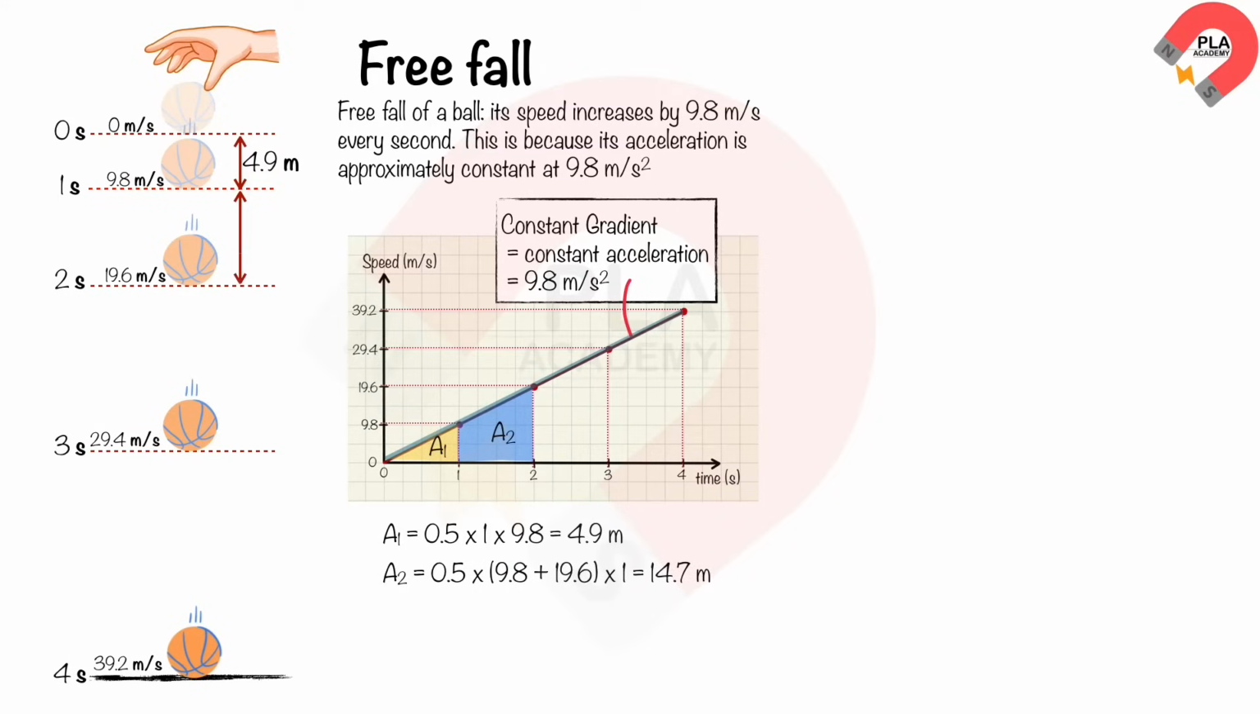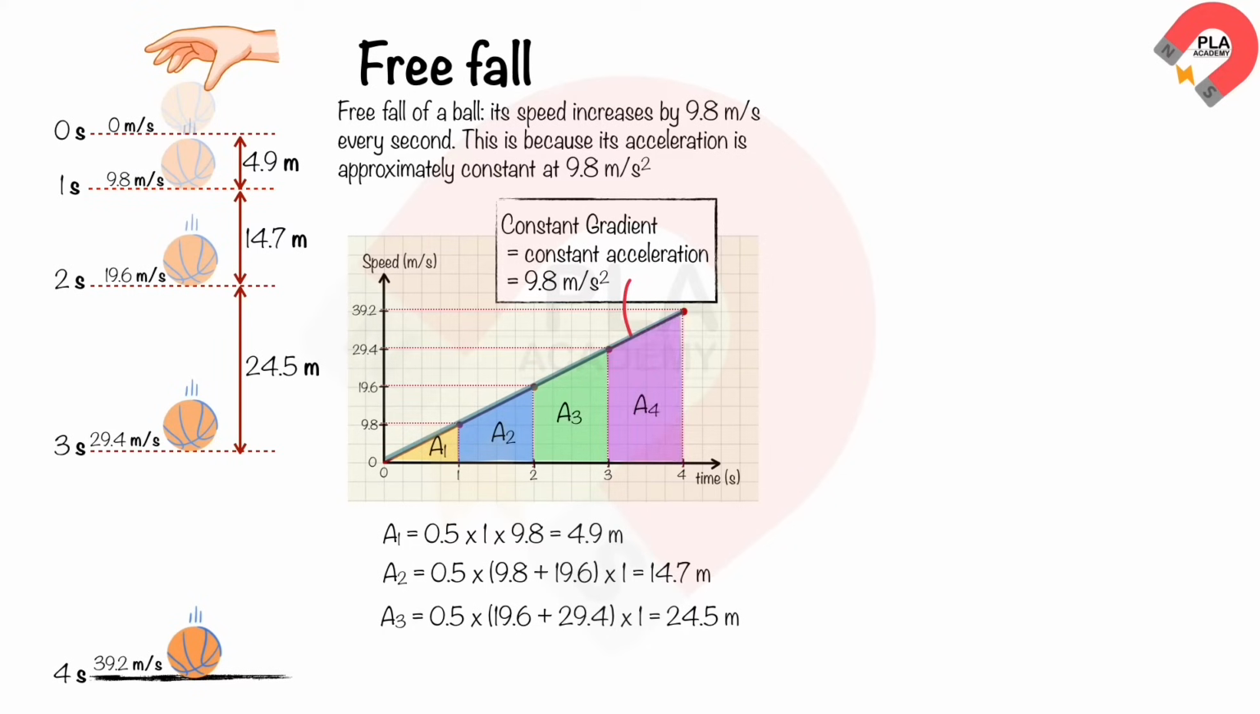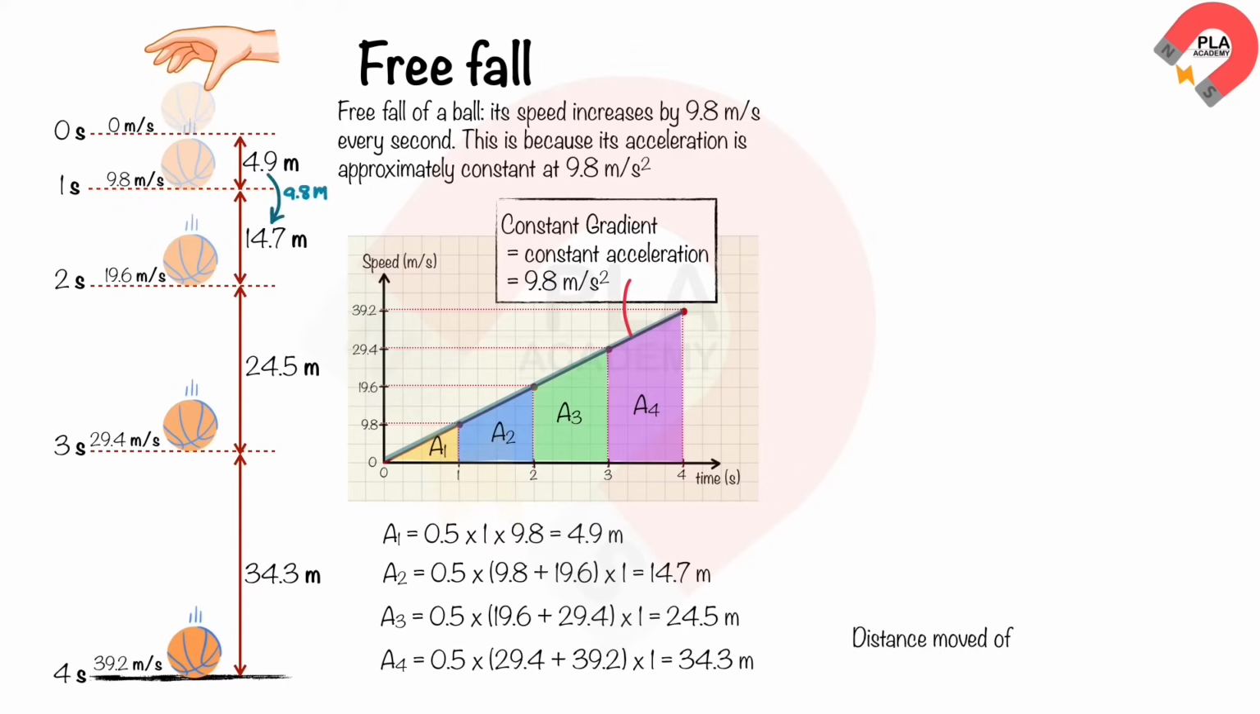Distance moved between 2 and 3 seconds equals 0.5 times sum of 19.6 and 29.4 and times 1 is equal to 24.5 meters. Distance moved between 3 and 4 seconds equals 0.5 times sum of 29.4 and 39.2 and times 1 is equal to 34.3 meters. You see that the distance moved of a ball increases for 9.8 meters every second.